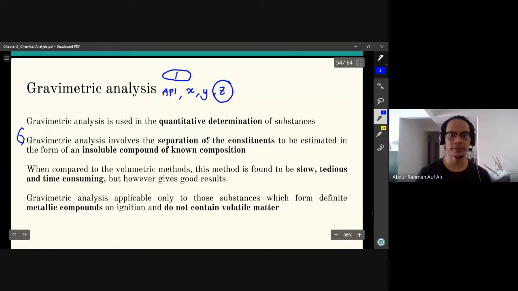dia involves the separation of constituents. Sama macam titration, kita nak separate bahan Z ni for example. So kita nak separate dia from the other ingredients, kita nak estimate berapa dia punya amount. Okay, so how do we separate this?